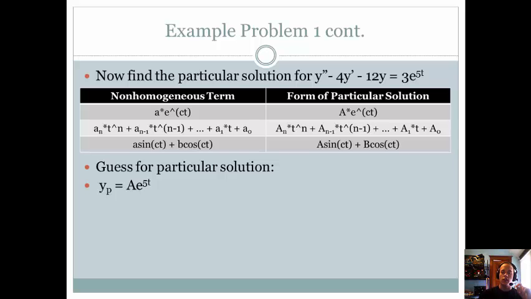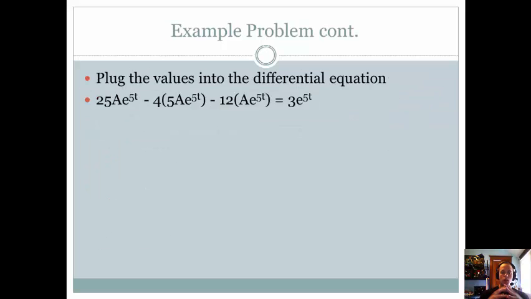Now we need to find the first and second derivatives of our particular solution so we can plug it back into the original system and solve for A, right? So the first derivative of our y particular is 5A times e to the 5t, and our second derivative is 25A times e to the 5t. So we plug these into our original differential equation. We plug in our values for y, y prime, and y double prime.